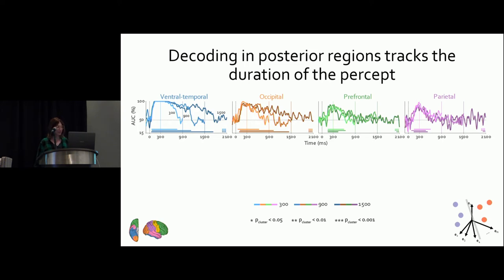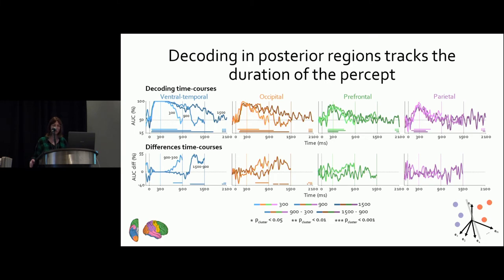And we also tested this directly by looking at the difference time courses. So now the dark line is a difference of 1500 and 900, and the bright line is a difference of 900 and 300. And you see that we got significant difference clusters only in VT and occipital cortex. So this really suggests that the representation in these regions does correspond to the ongoing percept.